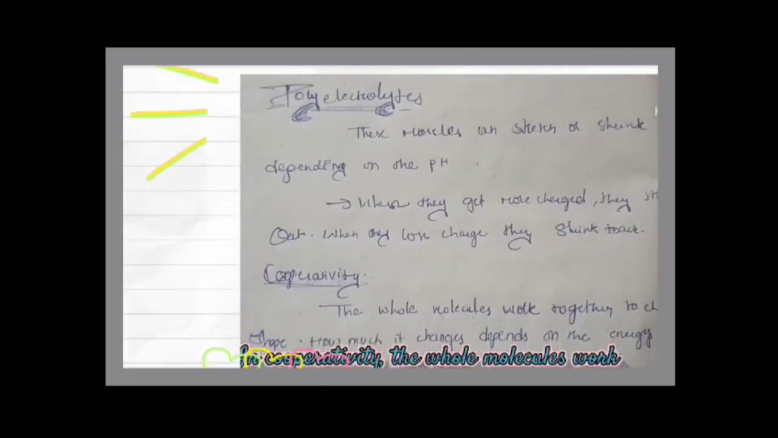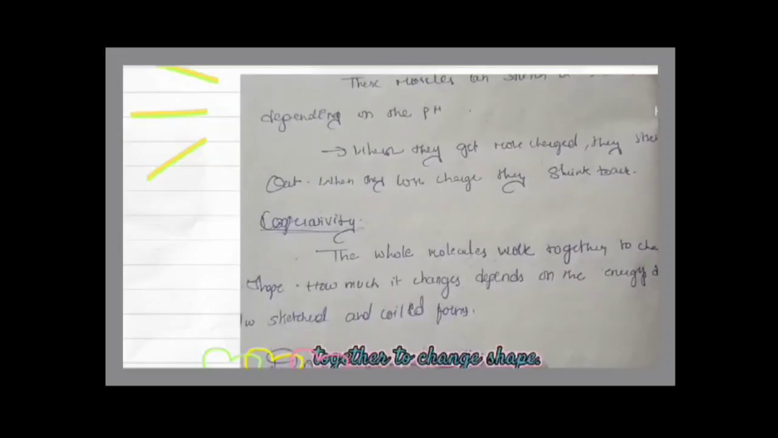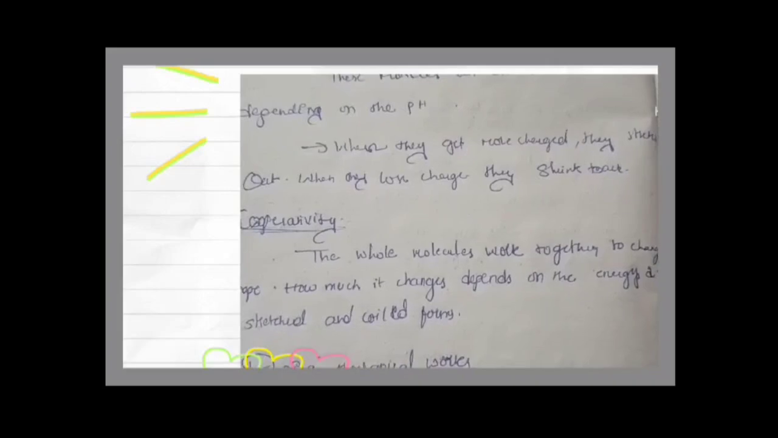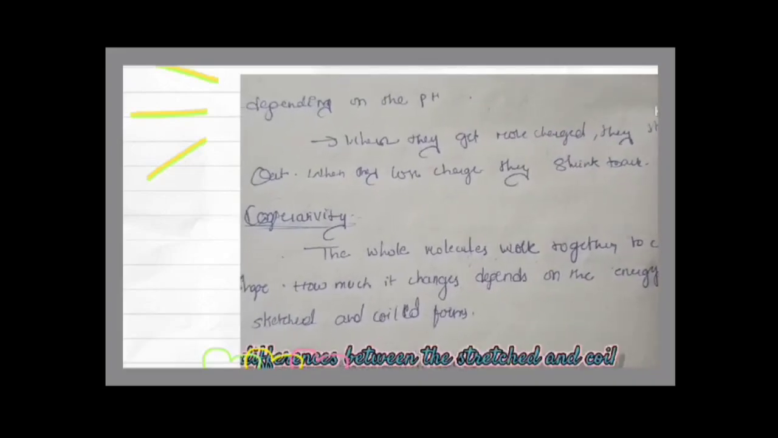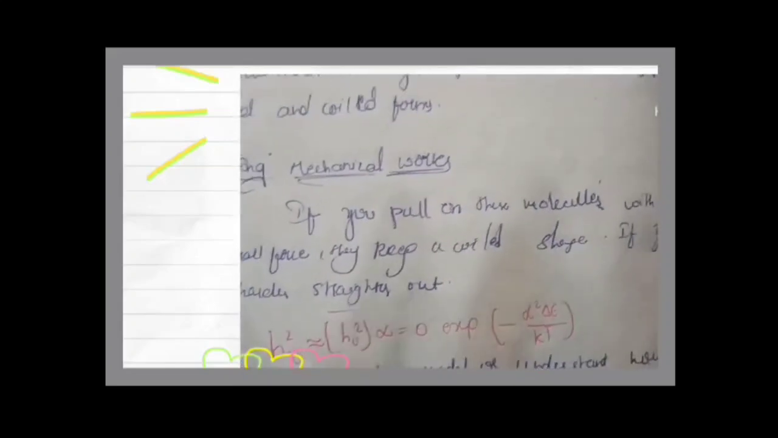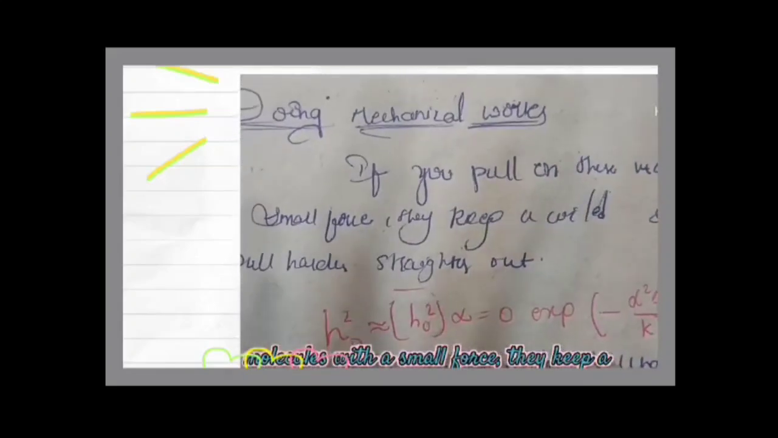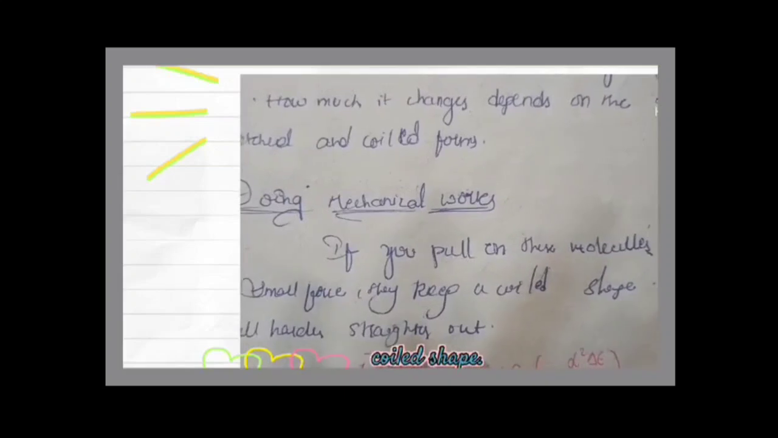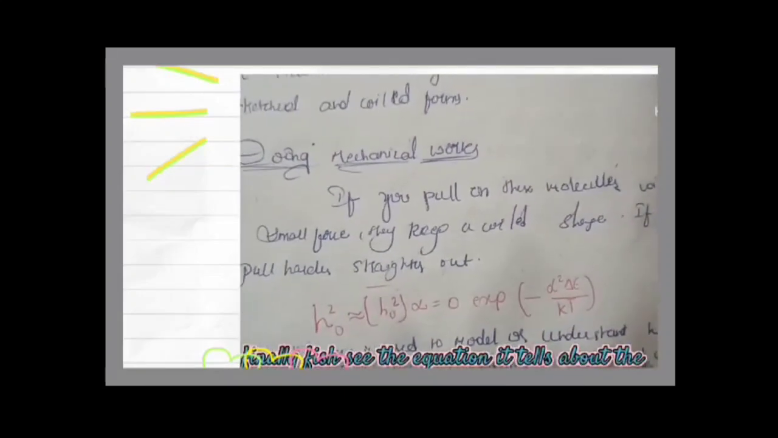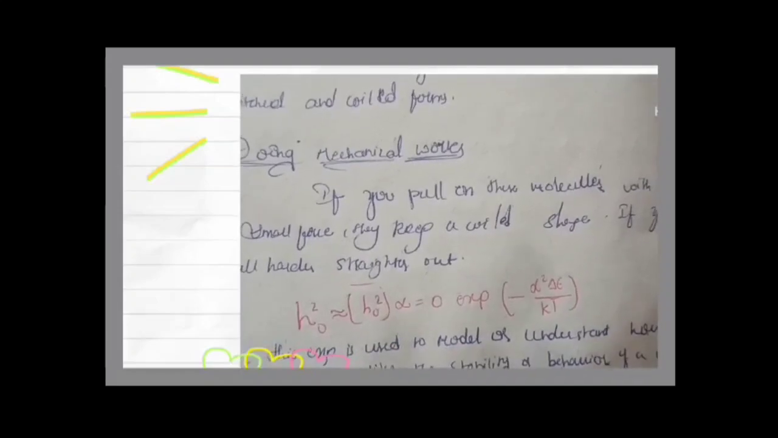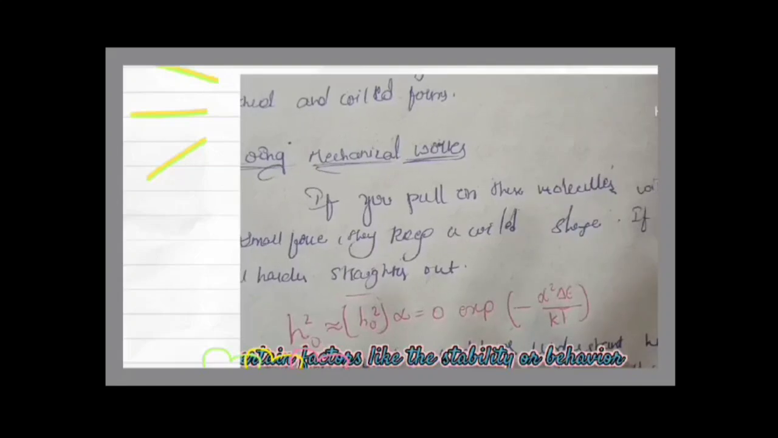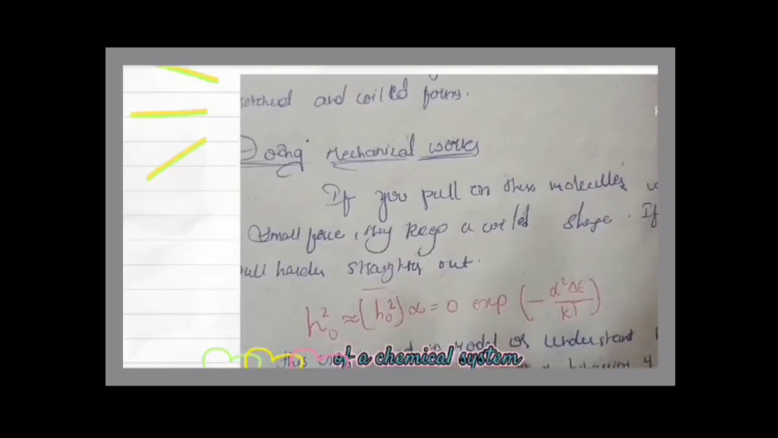In cooperativity, the whole molecule works together to change shape. How much it changes depends on the energy difference between the stretched and coiled forms. In doing mechanical work, if you pull on the molecules with a small force, they keep a coiled shape. If you pull harder, it stretches out. Finally, this equation is an expression used to model and understand factors like the stability or behavior of a chemical system.